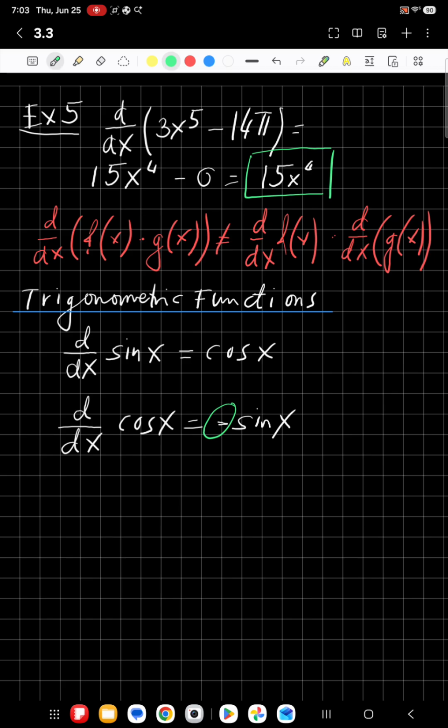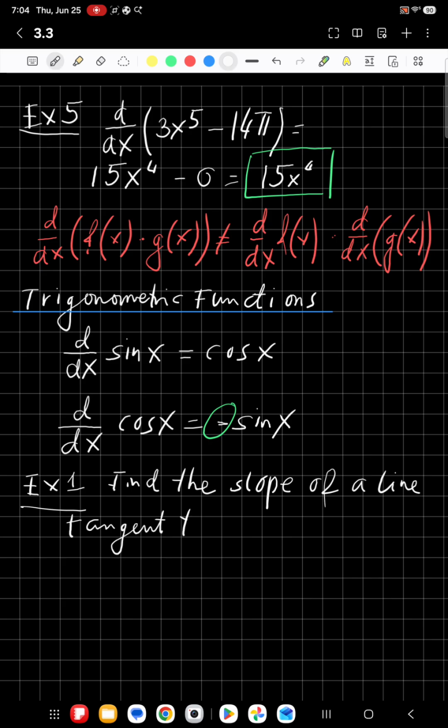Okay, so I don't know, let's do a couple examples. The first one maybe, so example 1. Let's find the slope of a line tangent to y equals sine of x at 0, at the origin.